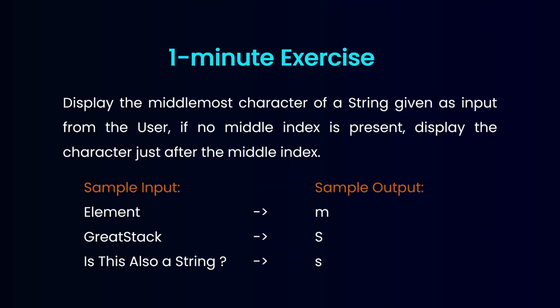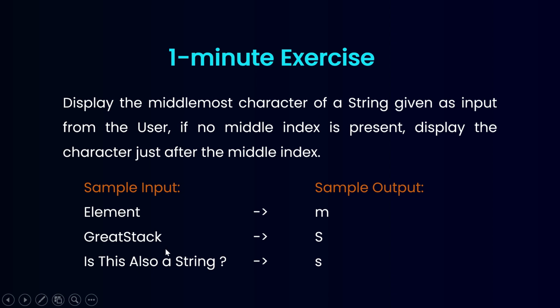Now it's time for a 1-minute exercise, where the question is to display the middlemost character of a string given as input from the user. If no middle index is present, then you have to display the character just after the middle index point. So what does this mean? Let there be this element, which is ELEMENT. So there are 3 characters from this side and 3 characters from this side, and the middlemost character is this one, M.